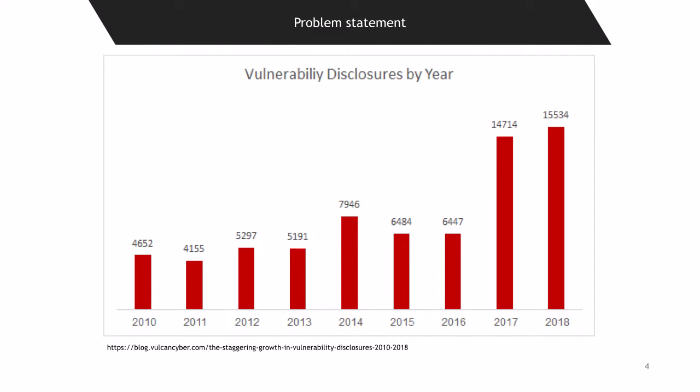So why are vulnerabilities a problem? As we can see clearly in this graph, the number of vulnerabilities has been increasing in the past couple of years especially. In 2018 alone, there were over 15,000 vulnerabilities, double the number of that in 2016. Clearly in the past couple of years, something has gone wrong in this industry.